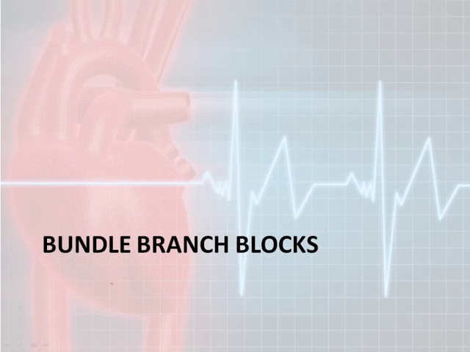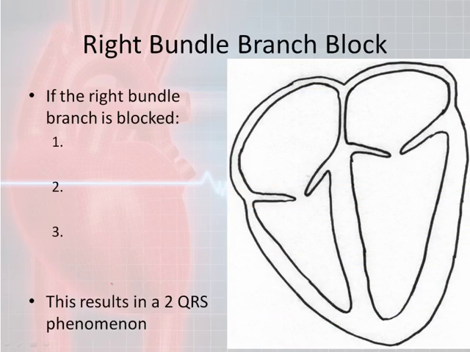So let's now talk about the bundle branch blocks. The first bundle branch block we're going to talk about is the right bundle branch block. In the right bundle branch block, let's go ahead and draw in our conduction system here. We have our AV node here. Here's going to be our His bundle, and then we're going to have a right bundle branch, and then we're going to have our left bundle branch with the anterior and the posterior fascicles.